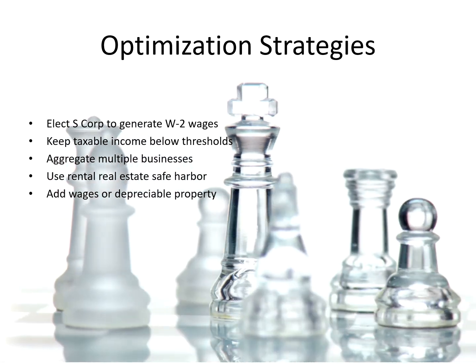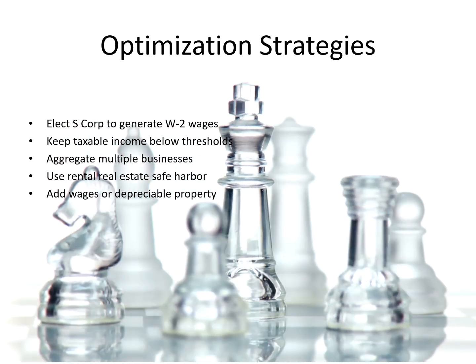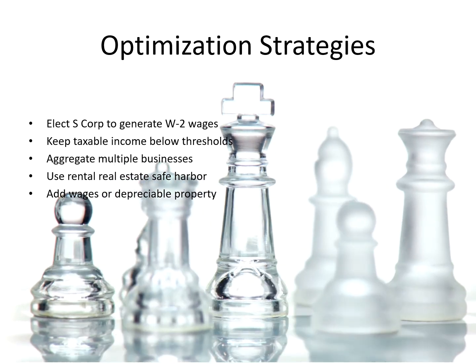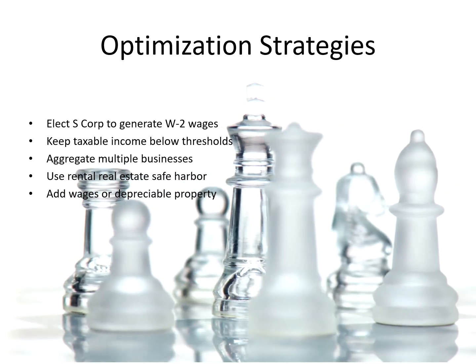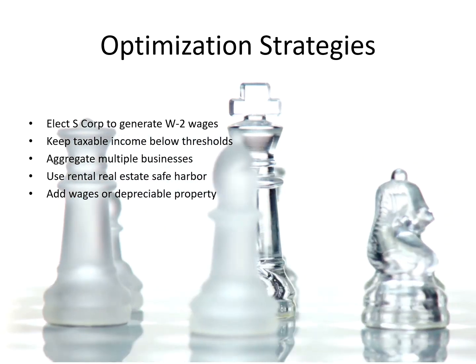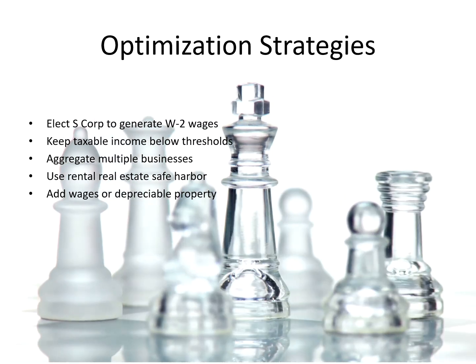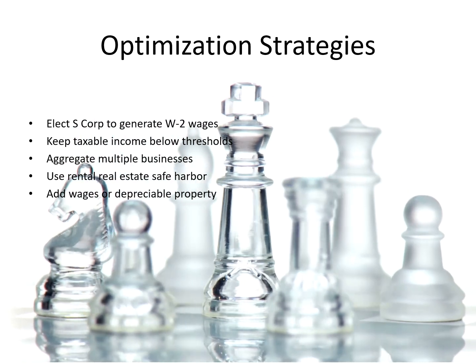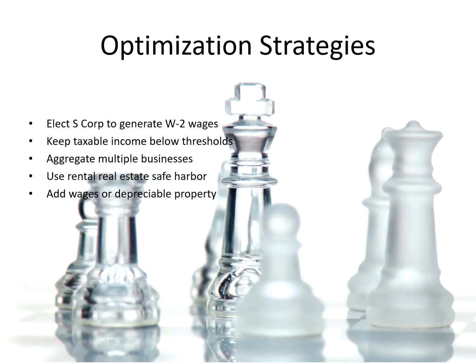Now, if you're a married filer, you can shift income with your spouse to help keep you below that threshold. And if you own rental properties, you can elect the IRS safe harbor, which can allow you to treat the activity as a trade or business, thus qualifying you for QBI.